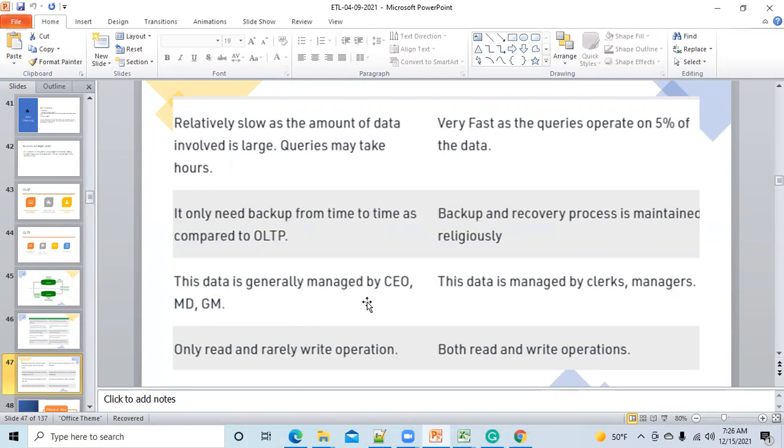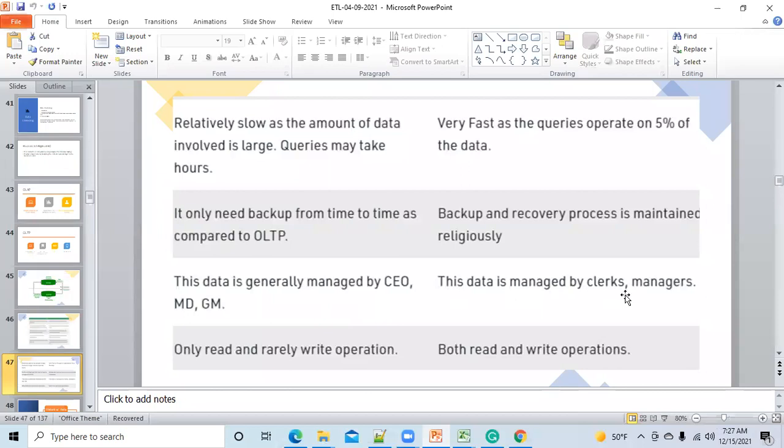In those results they mention that the company has performed in this area, and this was the total profit we have made. They are not telling on a daily basis that today we made this much profit, yesterday we made this much profit. No, they give quarterly, half-yearly, or annual results. So that's why data warehouses are used by the CEO, MD, and GM, because they want to see the holistic picture of how the business performed or is performing over a particular duration of time.